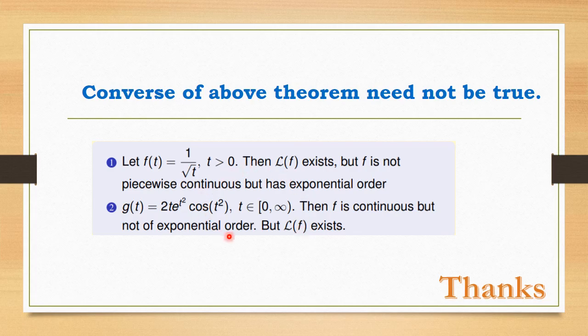So these two examples show that the converse of the above theorem need not be true. There exist functions which don't satisfy the sufficient conditions for the existence of the Laplace transform, and yet the Laplace transform exists.